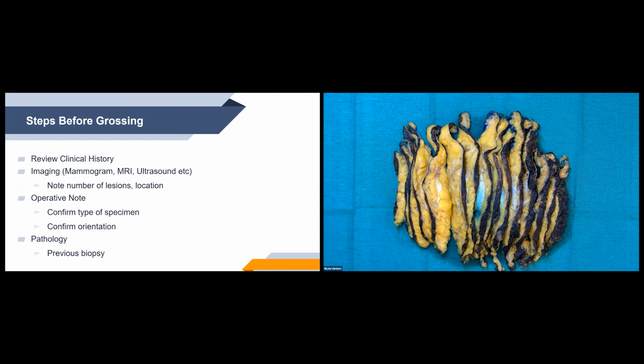We'll want to be looking at the pathology report to look at the previous biopsy results to identify what type of cancer this is. So if it's invasive lobular or invasive ductal or DCIS, that's going to affect the way that we gross the specimen.